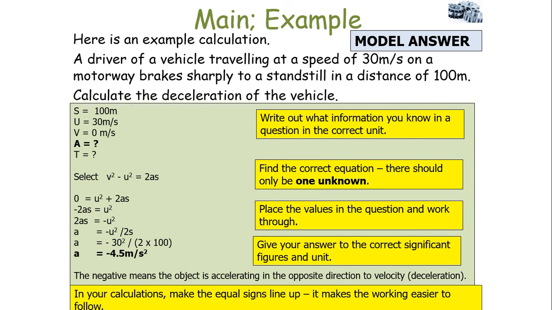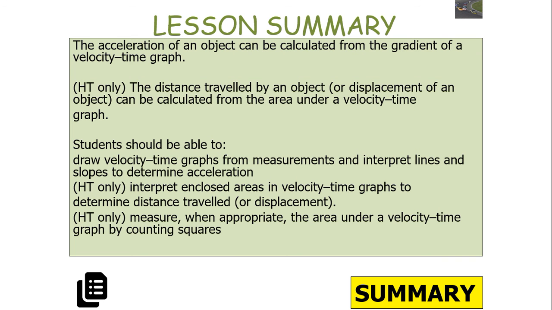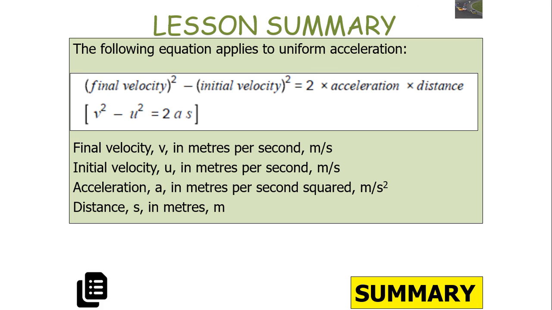Now again, it's always nice when you're doing your calculations to make the equal signs line up because it makes your working out easier to follow. So, what we have learnt: in previous lessons we've looked at the concept of acceleration and how it links into velocity-time graphs, and how we can also use displacement-time graphs to work out values, and then we can use the following equation. Okay, so v squared minus u squared equals 2as, where v is the final velocity, u is the initial or starting velocity, a is a uniform acceleration, and s is the displacement or distance in meters.